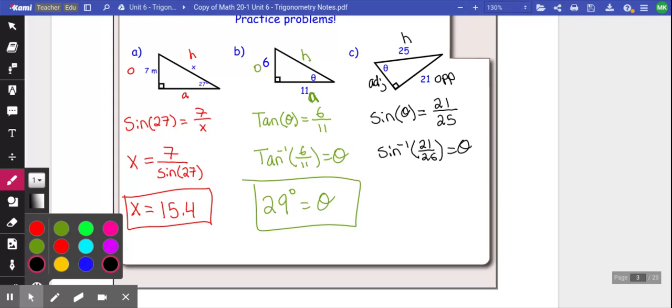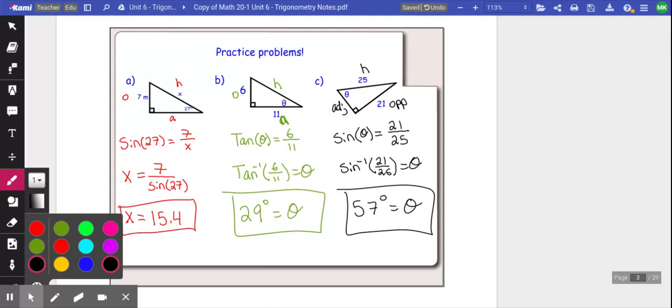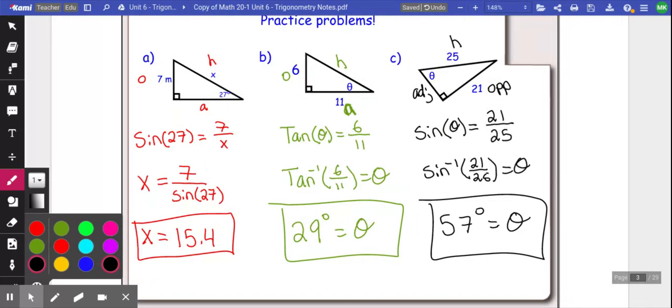So I got 21 divided by 25. Second sine, 21 divided by 25 is 57 degrees. And that's my answer. Wicked. If you can do that stuff, you're pretty much set.